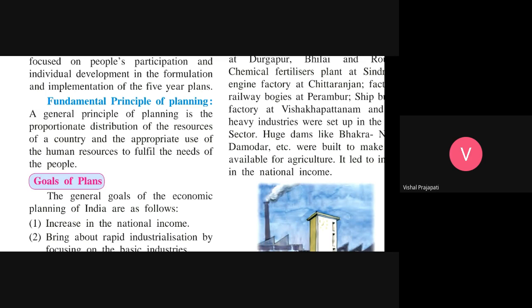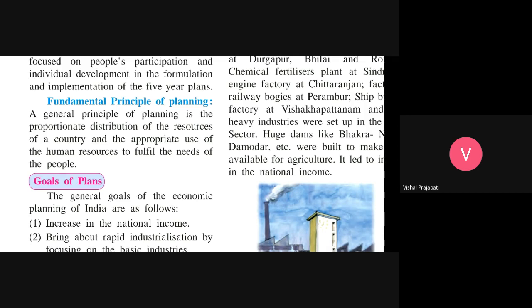If there is some region which is underdeveloped, we have to give proper proportion of the wealth or the resources of our country. It is a proportional distribution of the resources of a country and appropriate use of human resources, and also to make our people educated, literate, so that we can use them as a human resource to fulfill the needs of our people, so that they can work in industries, schools, colleges, government offices, and they can contribute to our country.